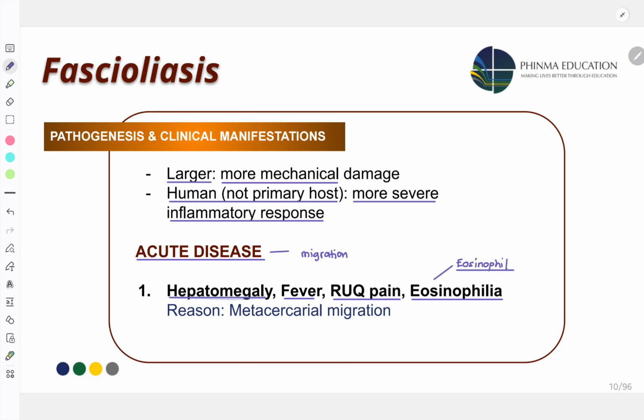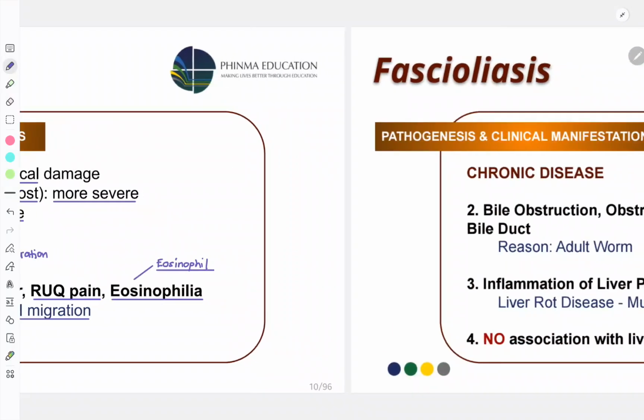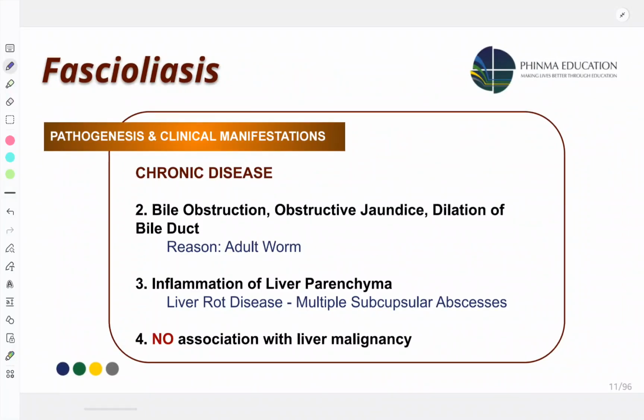And of course, there is hepatomegaly, so the liver enlarges. The reason for all of this is again the metacercarial migration. Once the infection becomes chronic, there is already bile obstruction, obstructive jaundice, and dilation of your bile duct. The reason is your adult worm.